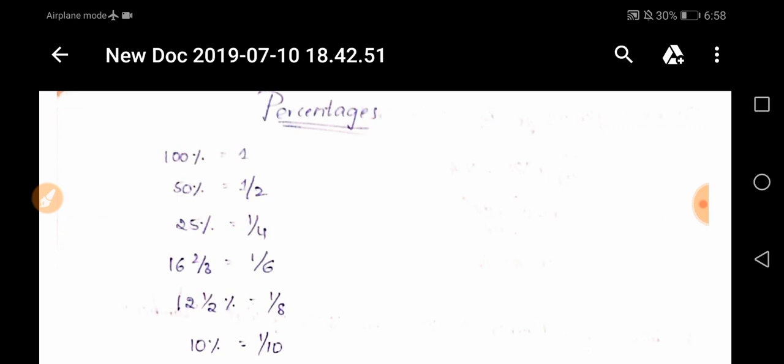Here we are with a new aptitude topic, that is percentages.